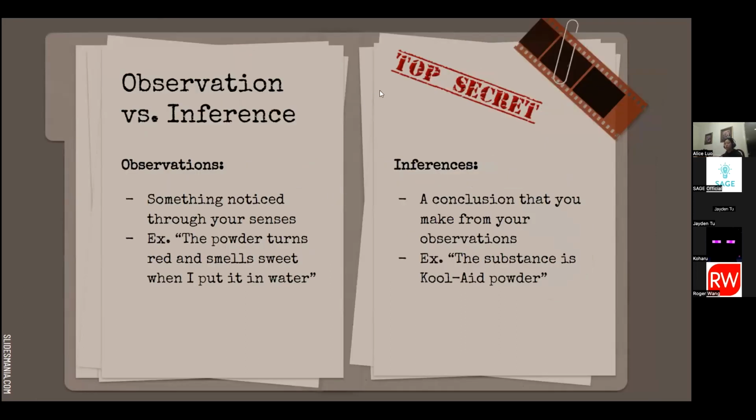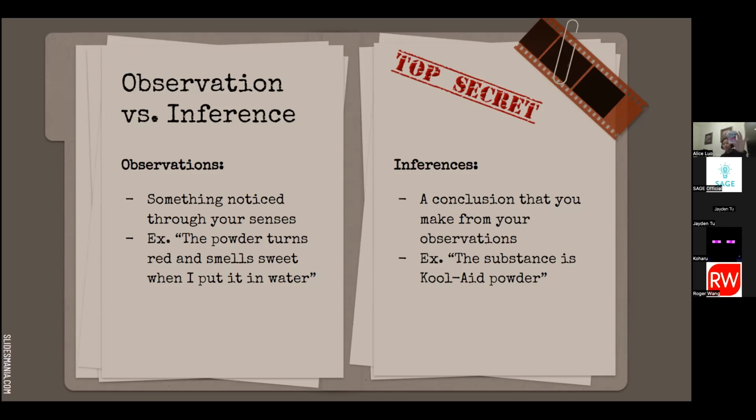So we're going to clear up some confusion between observations and inferences, because this seems to be a general misunderstanding by the public. An observation is something noticed through your senses. Example: the powder turns red and smells sweet when I mix it with water. So it's this mysterious powder, turning red and smelling sweet in water, but you don't know what it is because you don't actually know its composition, right?